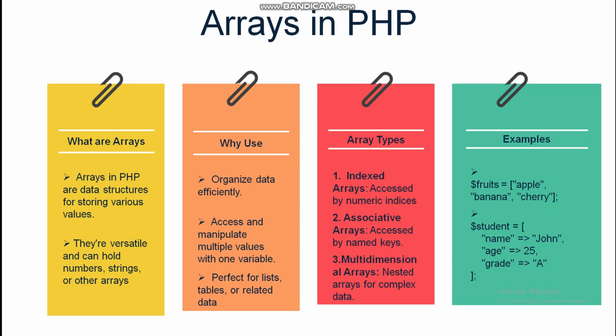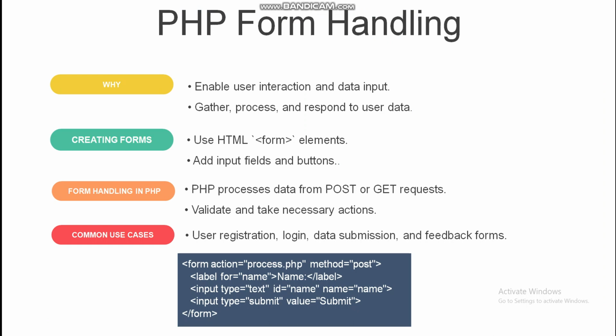Going on. Arrays in PHP are data structures for storing various values. They are versatile and can hold numbers, strings, or other arrays. Why use them? They organize data efficiently, and let you access and manipulate multiple values with one variable, perfect for tables or related data. The types are indexed arrays, associative arrays, and multidimensional arrays also. Example also here.